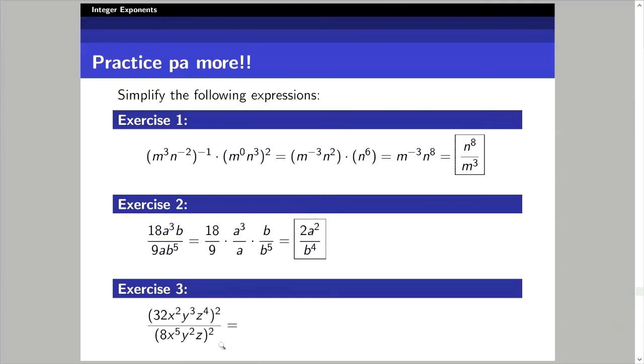Anong sabi doon sa power of a quotient rule? You can take that same exponent out. Ito, take out natin siya in this way. Ayan, oh. Okay? Tapos, tingnan nyo yung natira sa loob. You can simplify this, right? Kasi what is 32 divided by 8? It's 4, di ba? So, may 4 kayo dito.